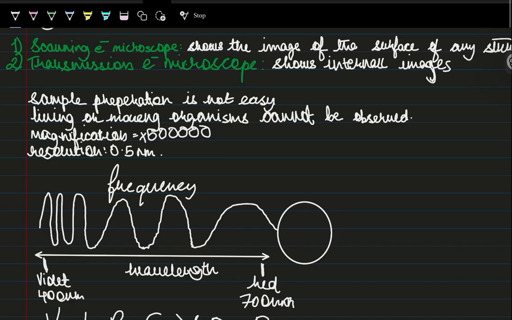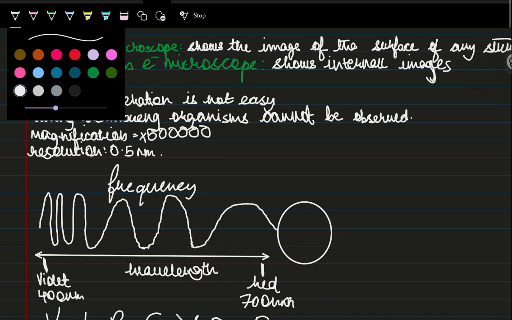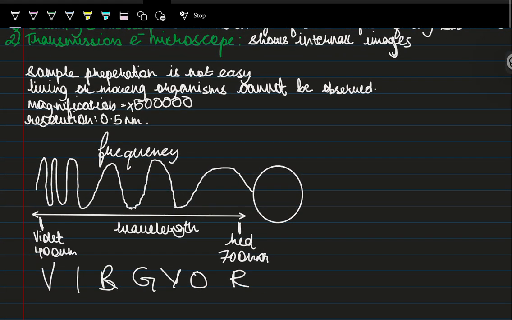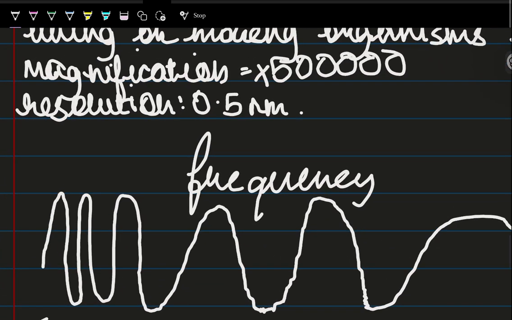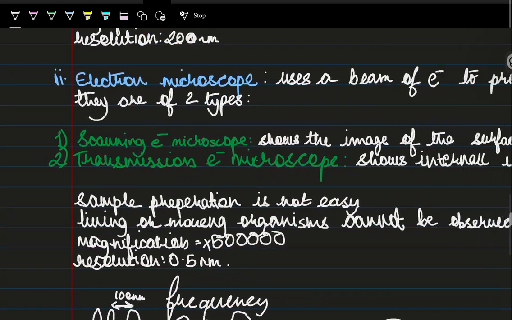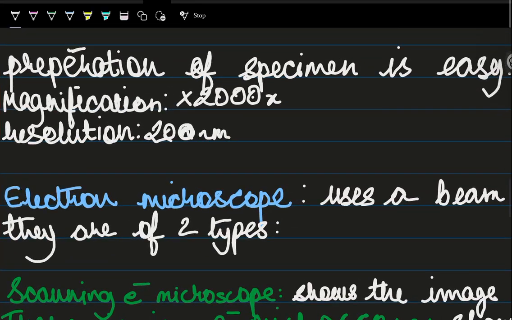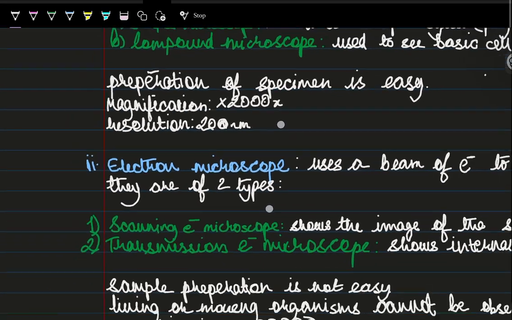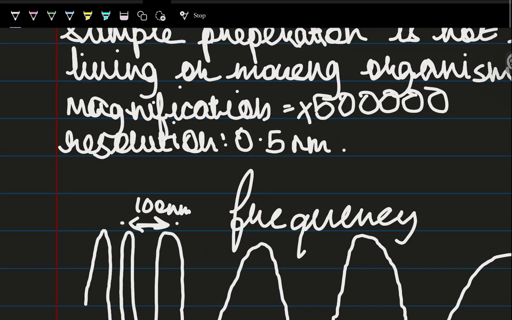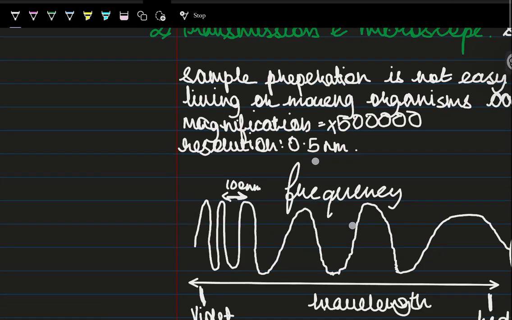Yes. So if anything is smaller than 200 nanometers, it cannot be seen by the light microscope. Let's say the distance between this point and this point is 100 nanometers. A light microscope cannot see that, because we've seen above that the resolution of the light microscope is 200 nanometers. So we'll have to use the electron microscope to see the object.